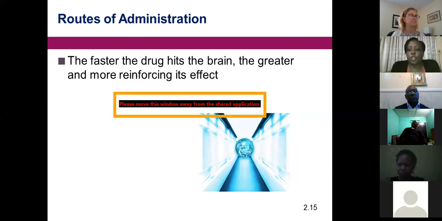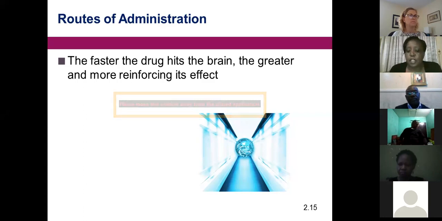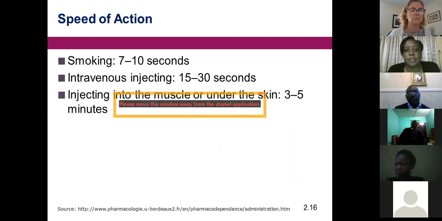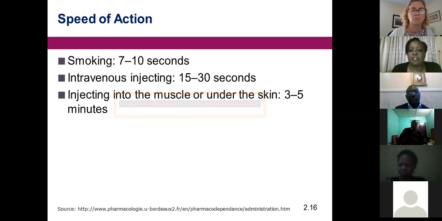Thank you. So back to administration, we are saying that the faster the drug hits the brain, the greater and more reinforcing its effect will be. And that's what Moses was talking about, that indeed the route does have an impact on the effect of a drug. Next, we are going to look at some samples of methods of use and how quickly the drug reaches the brain. They are called speeds of action. Smoking, for example, has been identified as the one that has the fastest speed of action, because it takes about 7 to 10 seconds to reach the brain. Intravenous drugs take about 15 to 30 seconds. Injection into the muscle or under the skin takes about 3 to 5 minutes.